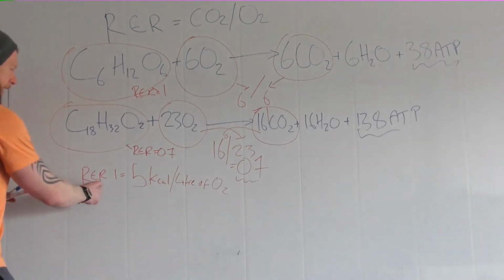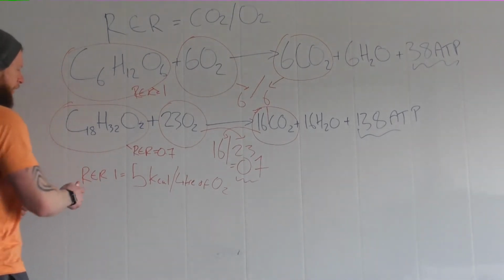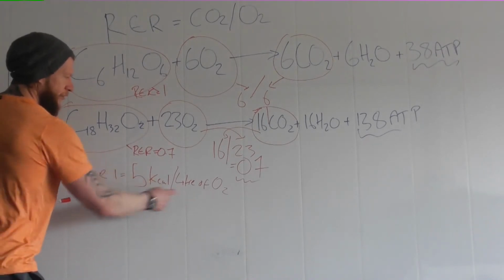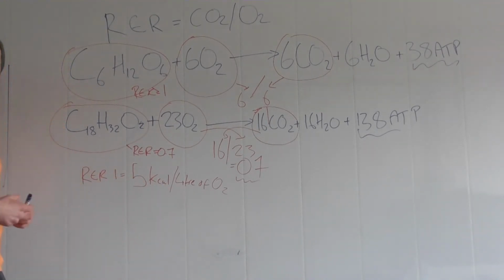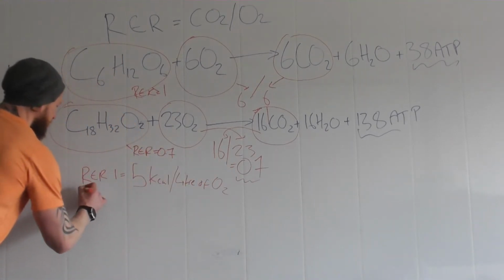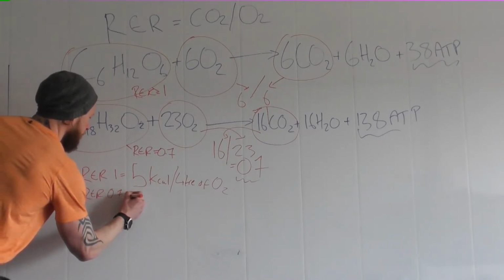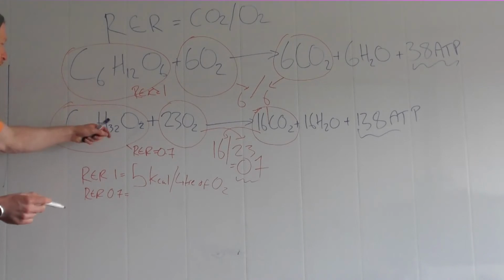Now, we then have a chart or a table which will give us our calories per litre of O2 at different RER values. I'm not going to go through all of them now, but if we look at the fatty acids as an example, the 0.7, so an RER of 0.7, just before we finish this, well, what do we think that would be?